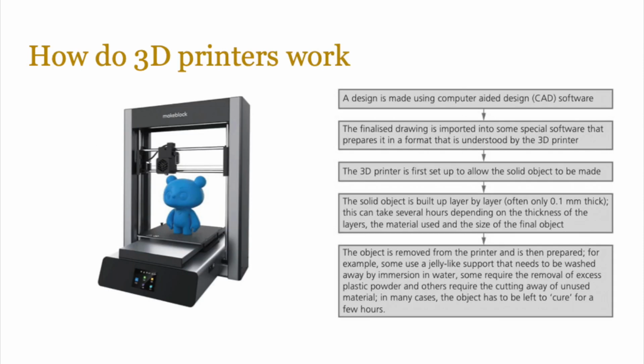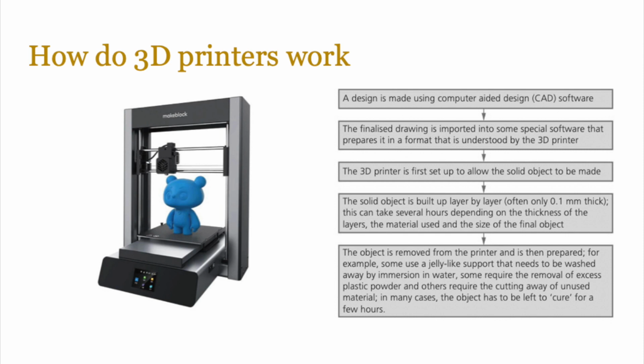So how do 3D printers operate? Well, the design is made using CAD software. The finalized drawing is imported into some special software that prepares it in a format that is understood by the 3D printer. The 3D printer itself needs to be set up, and then once it's ready, the solid object is built up layer by layer, often up to 0.1 mm thick, and this can take several hours depending on the thickness of the layers, the material that we use, and the size of the final object.